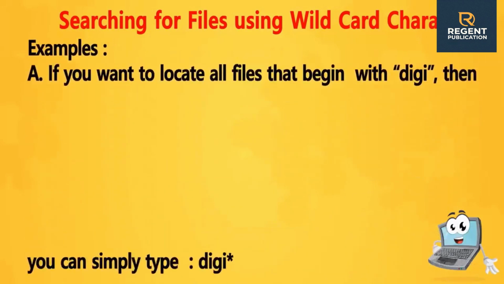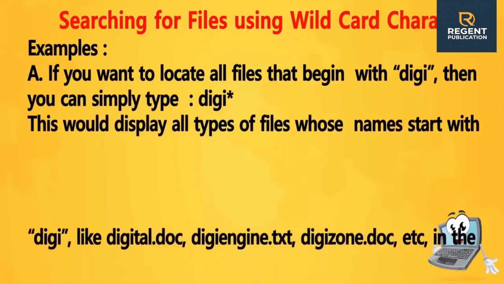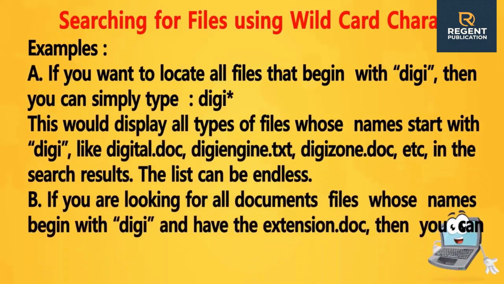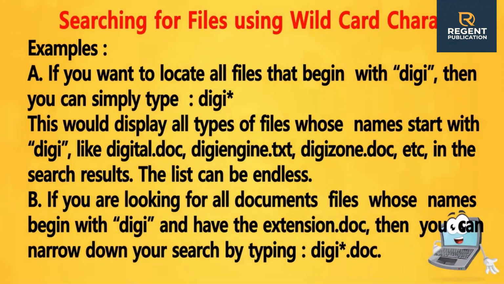Example: if you want to locate all files that begin with digi, then you can simply type digi asterisk. This would display all types of files whose names start with digi, like digital.doc, digiengine.txt, digizone.doc, etc. In the search results, the list can be endless.